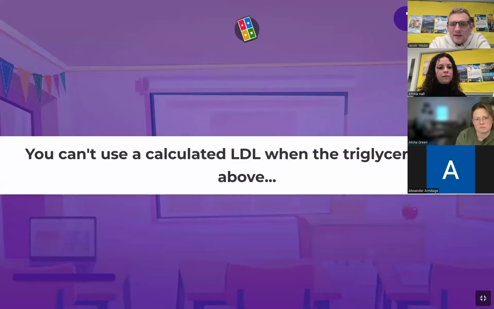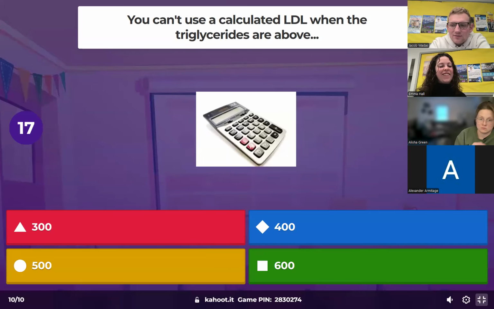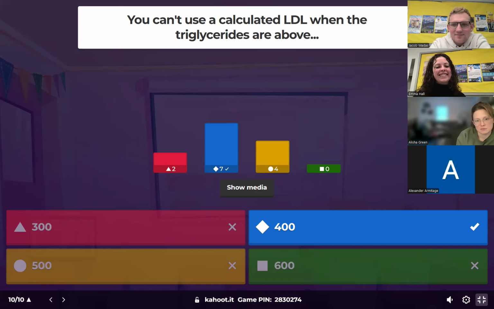Right, you can't use calculated LDL when triglycerides are above which number? We mentioned this. Come on, guys. Very good. Yep, 400. Awesome.